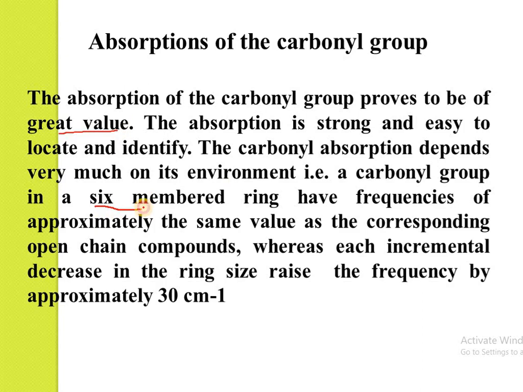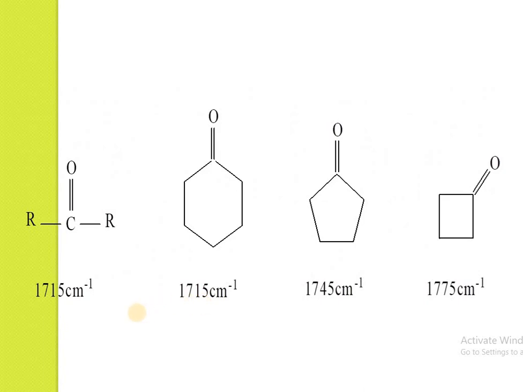ring and the rings which have smaller ring size, and for each smaller ring size there is an increase by 30 centimeter inverse. This we can see with the following examples. In this example, this is an open chain ketone and this is a closed chain ketone. In this there is no difference. This is again 1715 centimeter inverse, and for that also there is 1715 centimeter inverse.